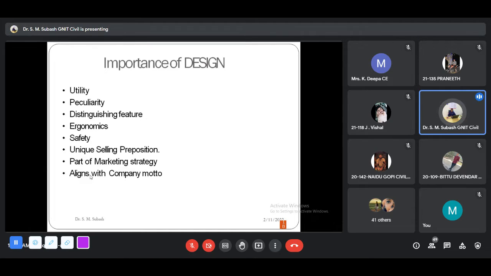Okay, then it aligns with the company motto. So that is if you are selling the product to any person. Now I am going to sell bricks. I need to sell this to a person who is in brick production. You should not go with this product to any IT companies or design companies. So that is the major point: align with the company motto.